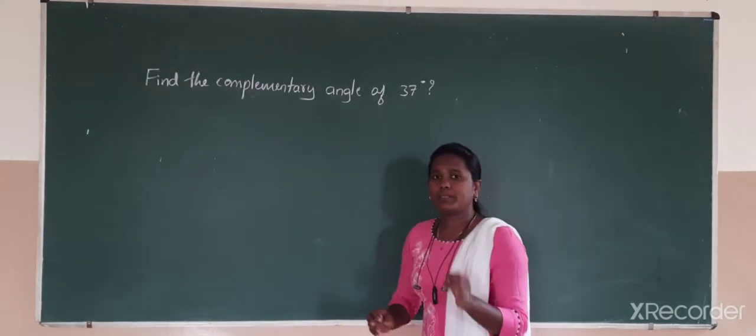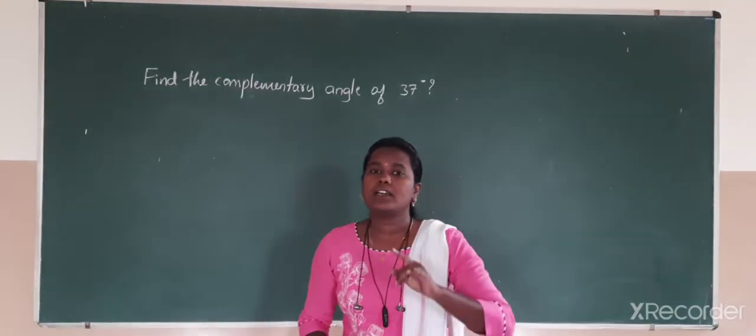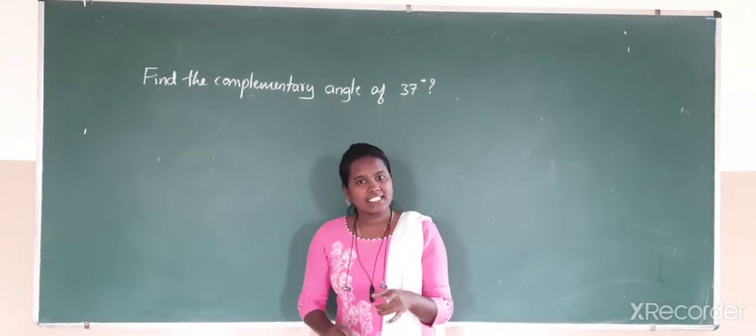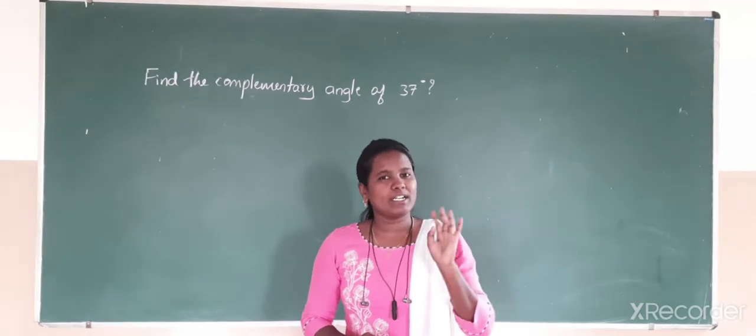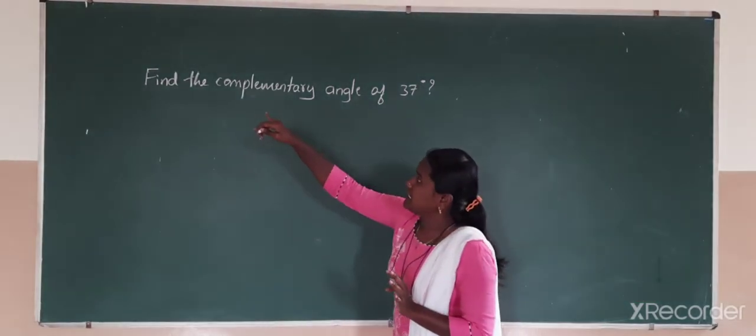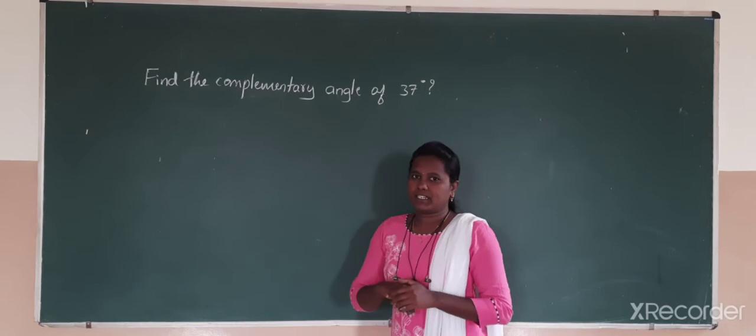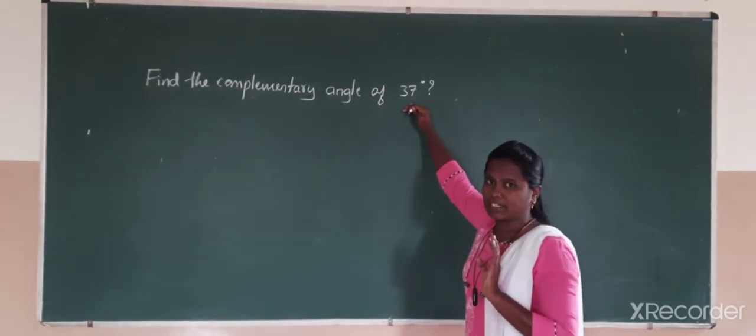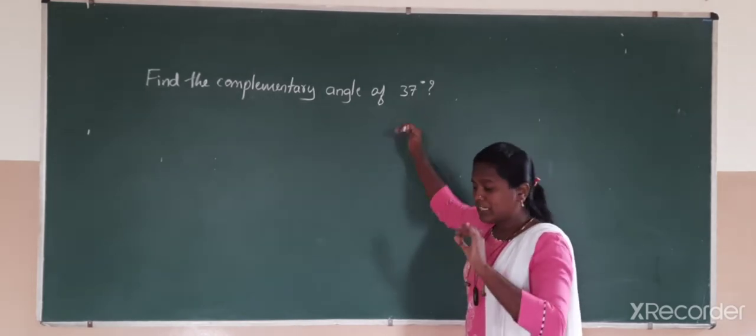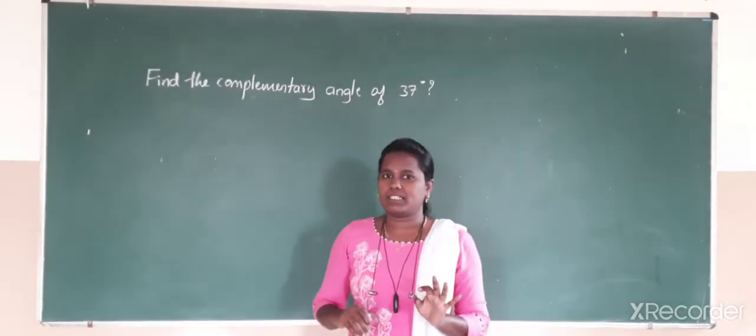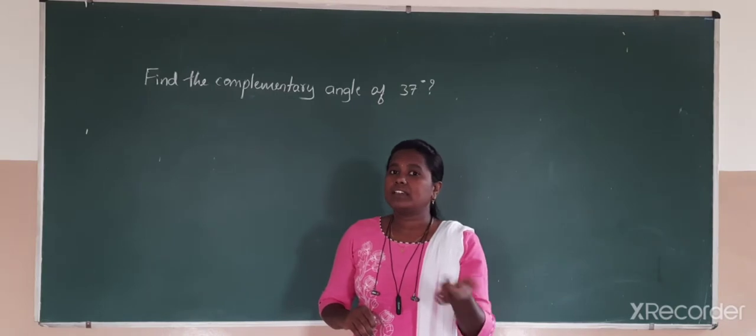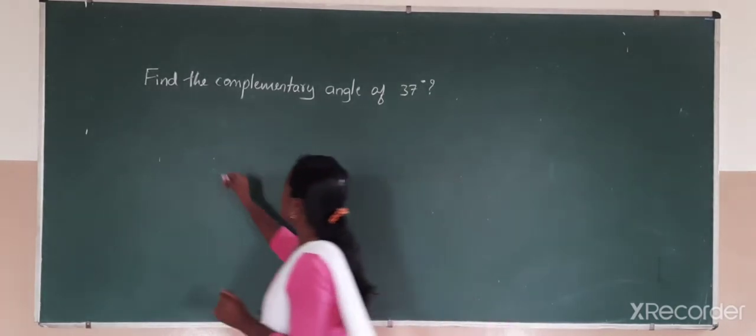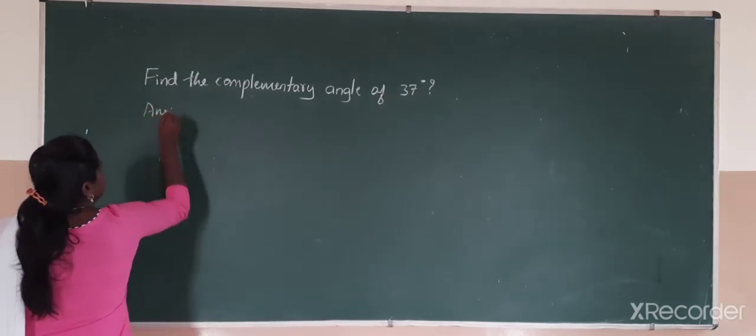We know that complementary angles are the pair of angles whose sum is equal to 90 degree. So complementary it is 90 degree and supplementary it is 180 degree. So the question is find the complementary. Here we don't know what is the complementary angle of 37 degree. We have to find that. Okay. Here when we don't know its complementary angle, what we have to take? The unknown value we have to consider as a variable, isn't it? So how to get the answer?